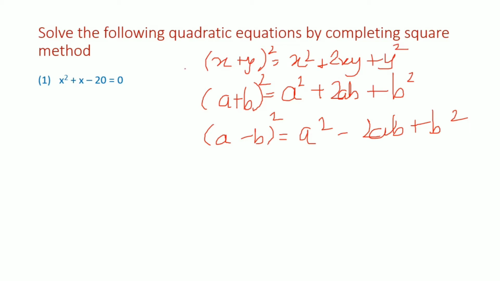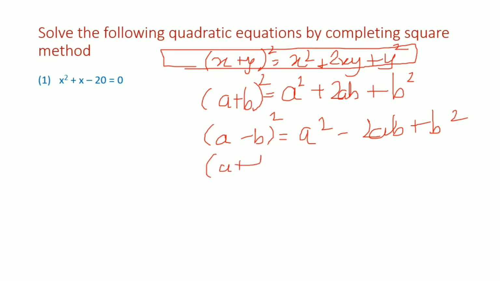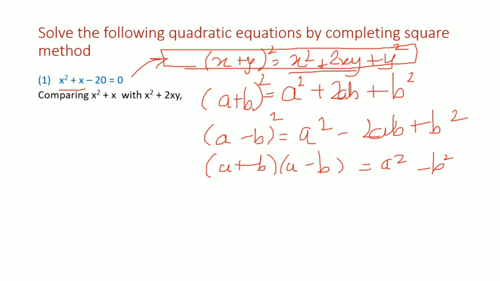Okay, so with this we are going to compare this given equation. We also had one more formula, a plus b times a minus b, which is equal to a squared minus b squared. Okay, so these are the three formulas which we have already learned in the lower classes. So we're just going to compare this given equation with this. Okay, and what we are going to do, we are first going to consider the first two terms, and we are going to compare it with this x squared plus 2xy. Okay, so that will be our first step, comparing x squared plus x with x squared plus 2xy. You can see on the screen, and then we are going to find out y squared, and then we are going to proceed further.